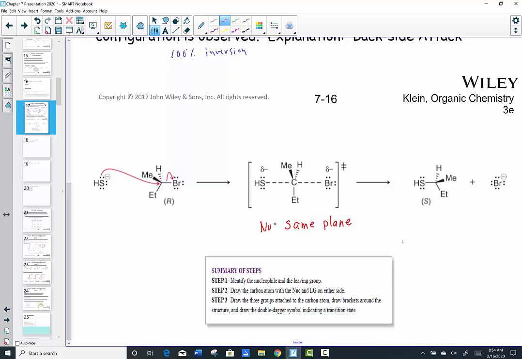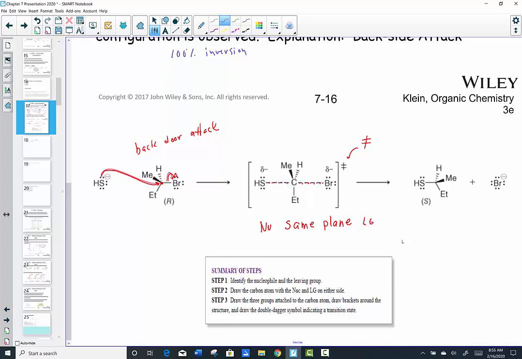The nucleophile attacks the electrophilic carbon in the same plane as the leaving group leaves. That's the bond breaking of the leaving group. This is the bond forming of the new nucleophile. And the transition state gets this double dagger sign right there. This is called a backdoor attack, where the electrophilic carbon gets attacked by the nucleophile exactly in the same plane but from the opposite direction, forcing the leaving group to leave.